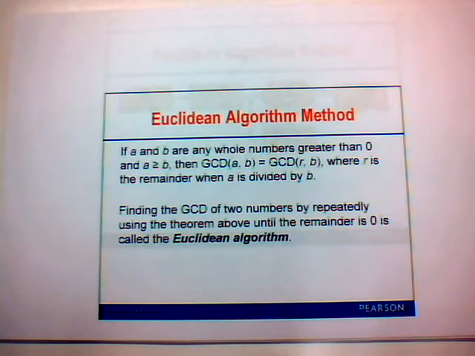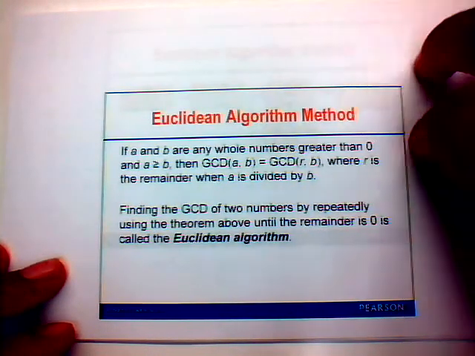Okay, the next method is the Euclidean algorithm method. If A and B are any whole numbers greater than 0 and A is greater than or equal to B, then the GCD of A and B is going to be equal to the GCD of R and B, where R is the remainder when A is divided by B. Finding the GCD of two numbers by repeatedly using the theorem above until the remainder is zero is called the Euclidean algorithm.